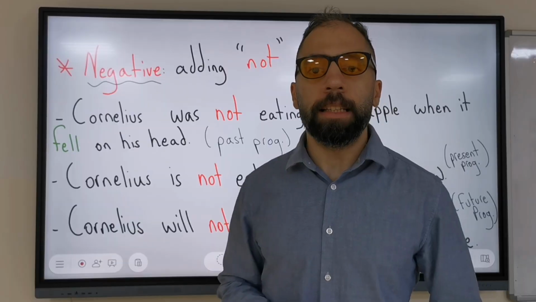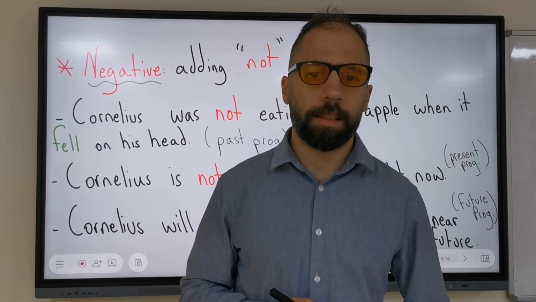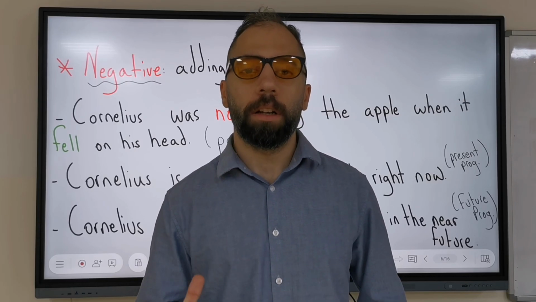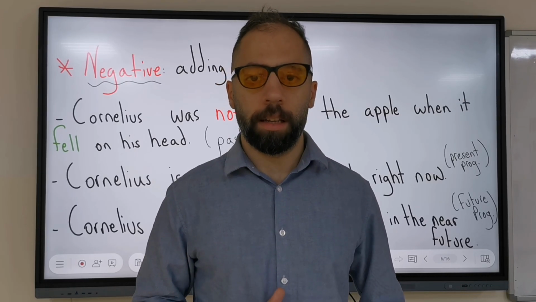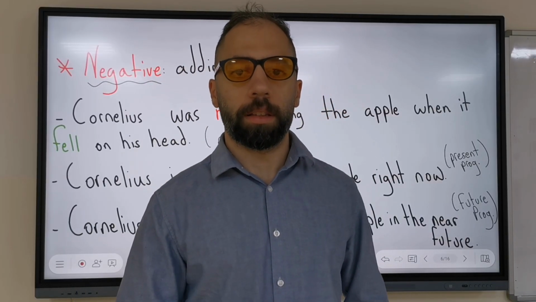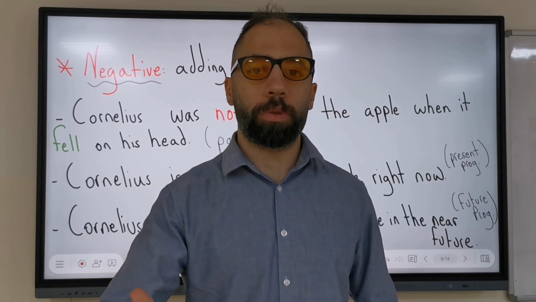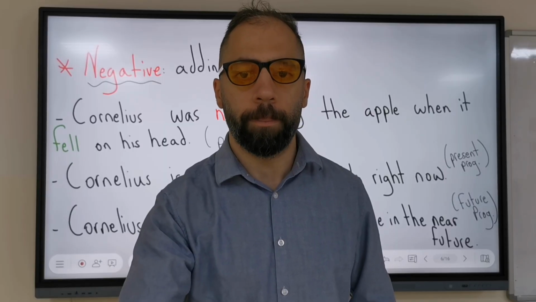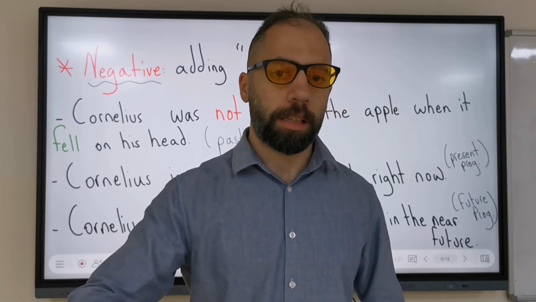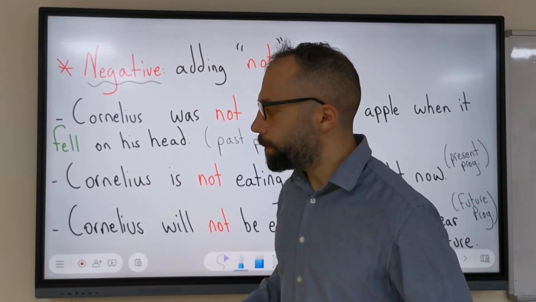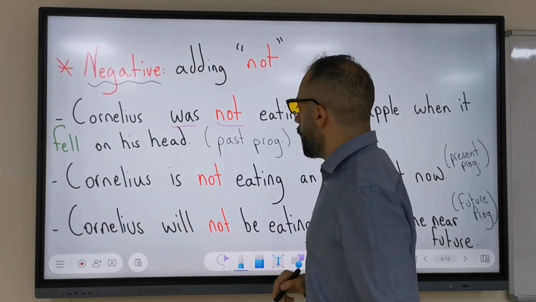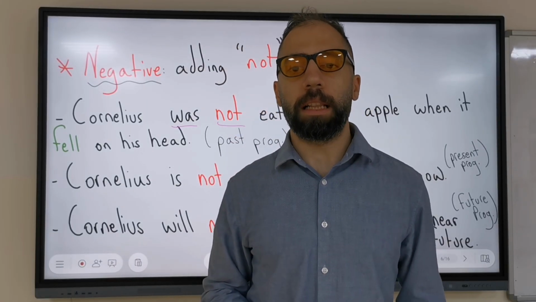Now we can add not. This is probably the last page, adding a not to all the progressive tenses. So if you see the word negative, or if they ask you to add the word not, or if you want to change the sentence to the negative, you can simply add the word not, N-O-T, to any progressive tense. Let's look at the examples. Cornelius was not eating the apple when it fell on his head.